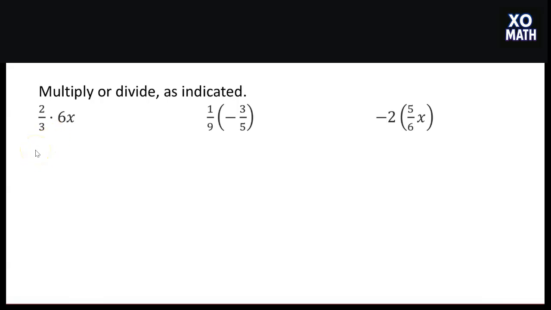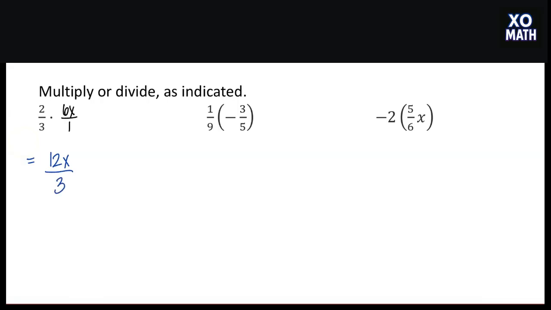I'm going to start by rewriting 6x as 6x divided by 1, so I could clearly see in the numerator I have 2 times 6x, which is 12x, and the denominator is 3 times 1, which is 3.